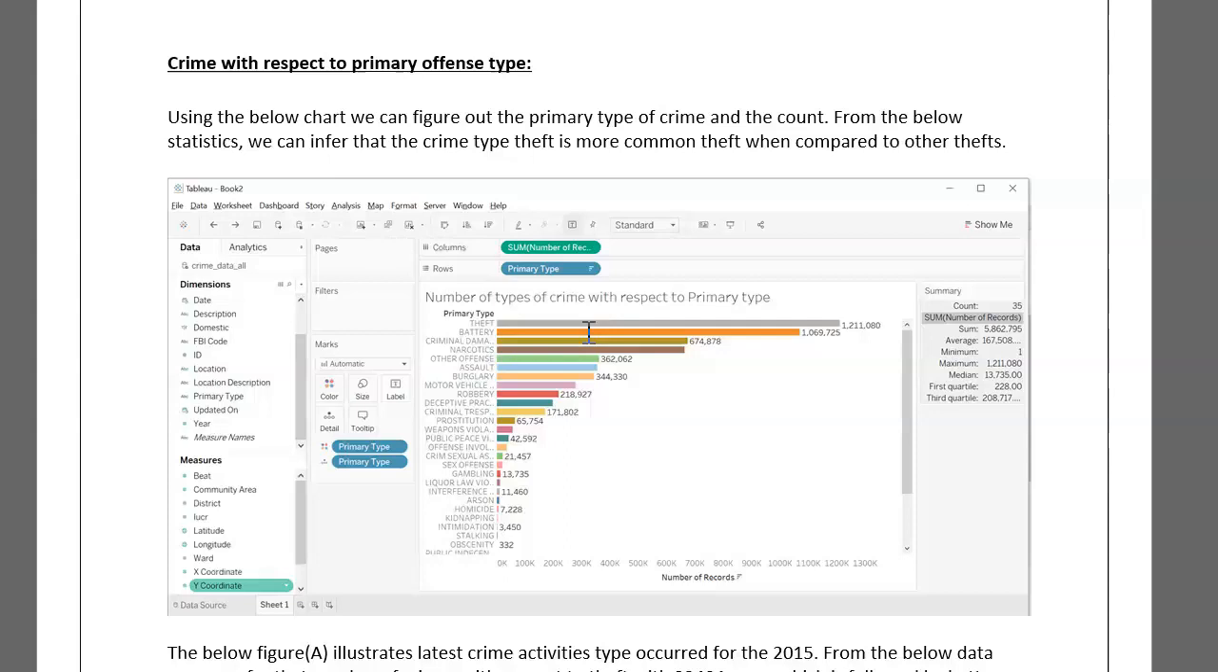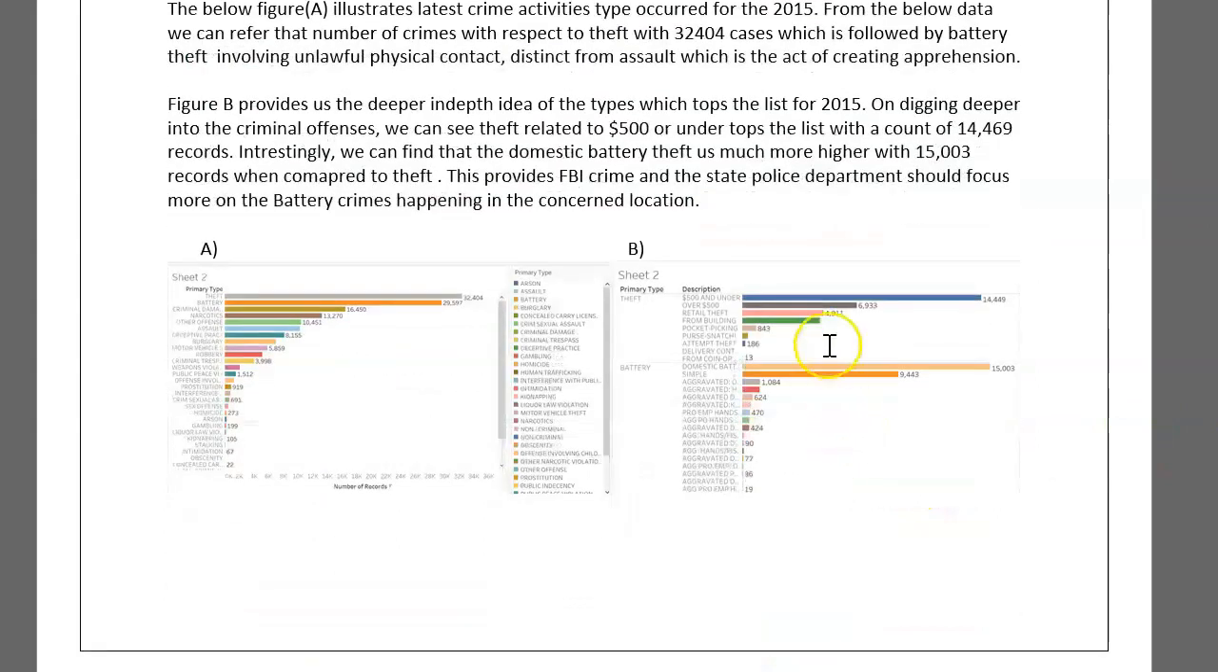As we go into the data set, we will be exploring further what causes this theft and what causes this battery, the in-depth subcategory details. But as of now, we just have a high level. From this chart, we can infer that the theft category corresponds to the maximum contribution towards the FBI criminal cases. This is across 2001 to 2015. But if you see the next chart, it's particular to 2015.